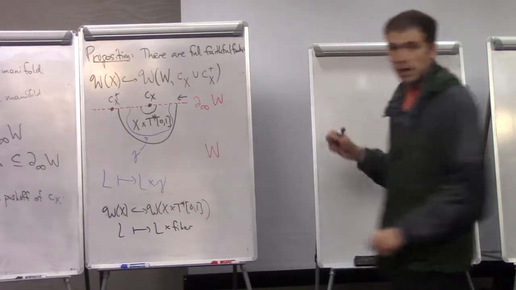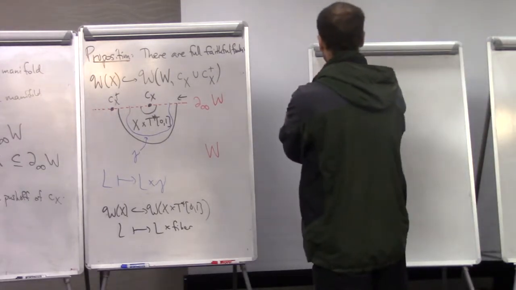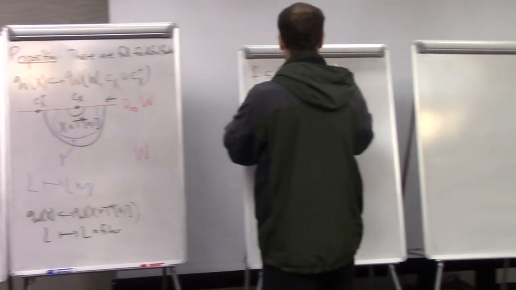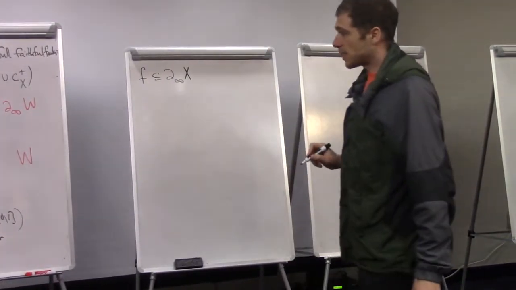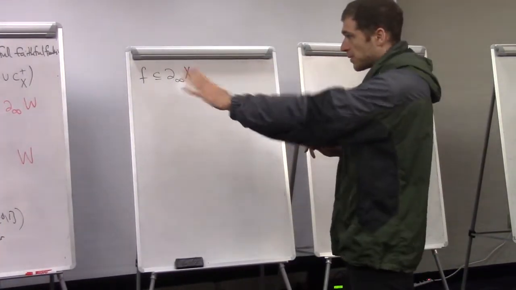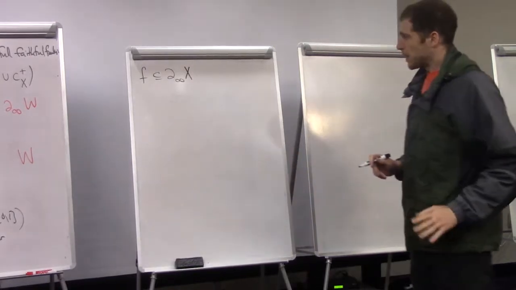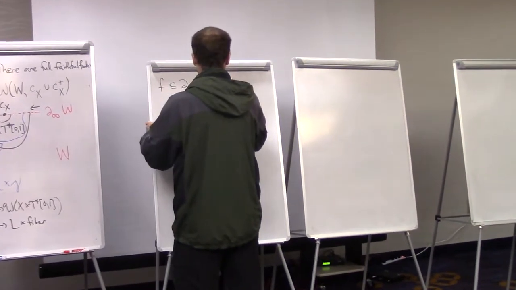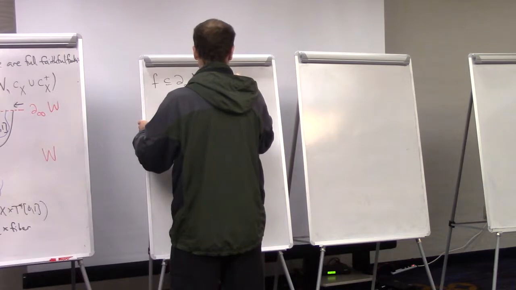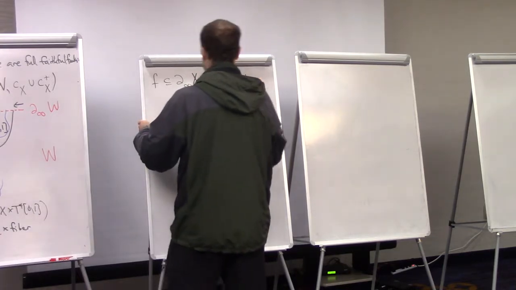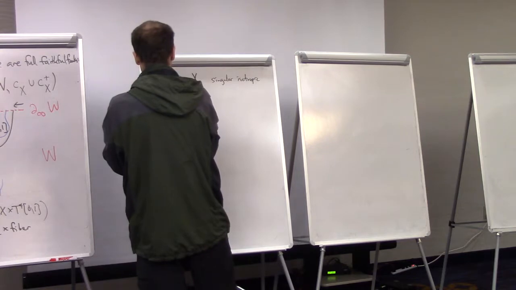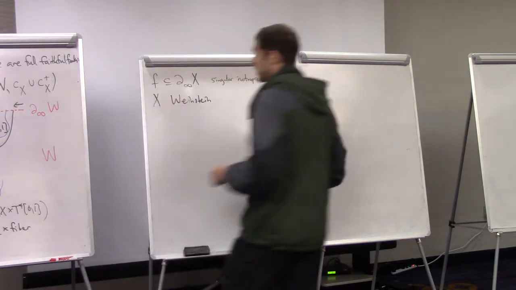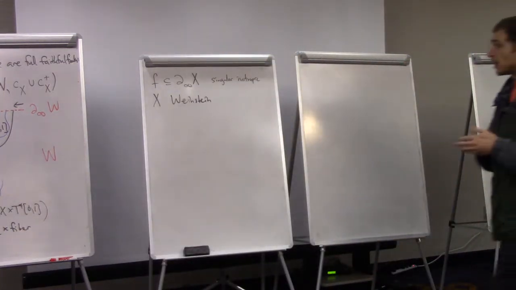Great, so let's do the same thing with a stop. So let's say F inside the boundary at infinity of X is a stop. I'd like to do the same thing. So in order to do the same thing, we're going to need some additional assumptions on X. So let's say this is a singular isotropic, and let's say X is Weinstein. That's an additional assumption we'll want.